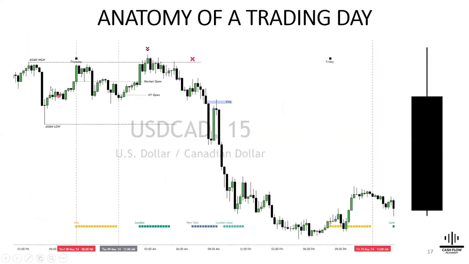Let's look at another example again. So we can see the Kill zones here: the Asian, the London, the New York, and the London close. We can see this line here. This line is the 0 GMT, and this line is the 12 a.m. New York time. You can see how market formed the range, the Asian high and the Asian low. So market was quiet from this point to this point.